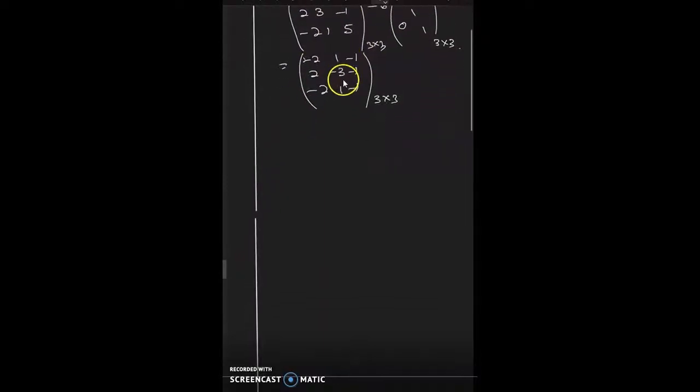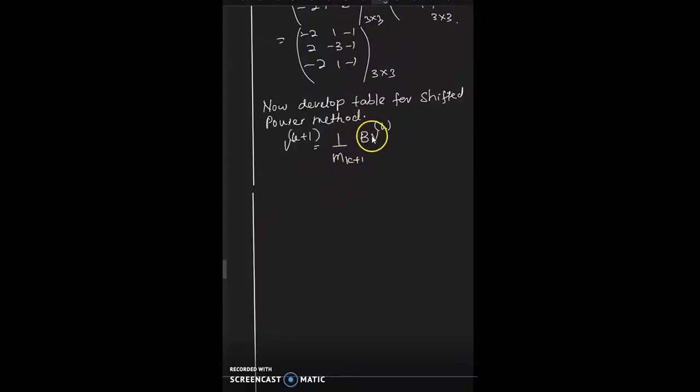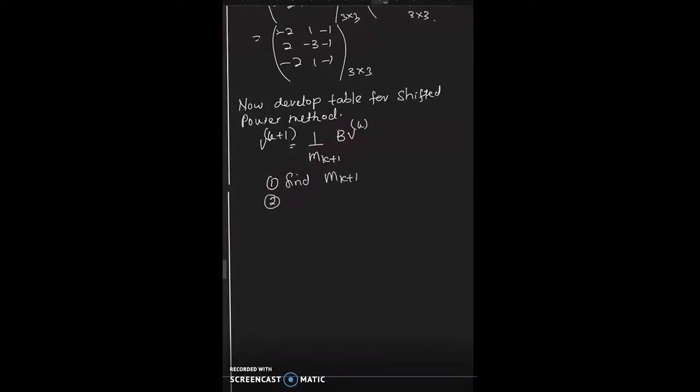All right, what is matrix B? Matrix A minus lambda 1 of matrix A times the identity. Now you create a new matrix B. By using the table like the power method, you create a new table for the shifted power method, but with a different B. So B is negative 2, 1, negative 1, 2, negative 3, negative 1, negative 3, 1, negative 1. The process of the shifted power method is similar to the power method.